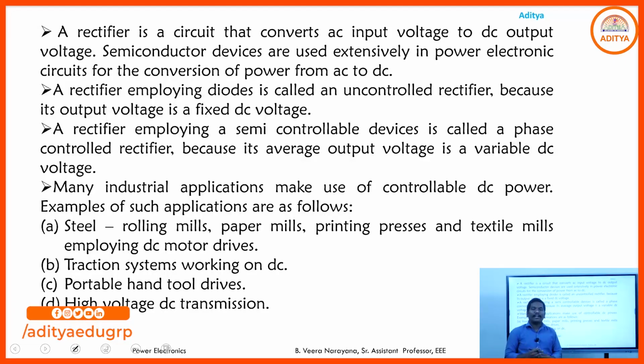Simply, the rectifier is the power electronic converter which is used to convert AC to DC. If you have the AC source and want to convert it into DC, then you go through the rectifier. We have different types of rectifiers, depending on the output voltage. If you have a fixed DC output voltage from the fixed AC input voltage, that is called an uncontrolled rectifier. And if you have a variable DC output voltage from the fixed AC input voltage, that is called a controlled rectifier.